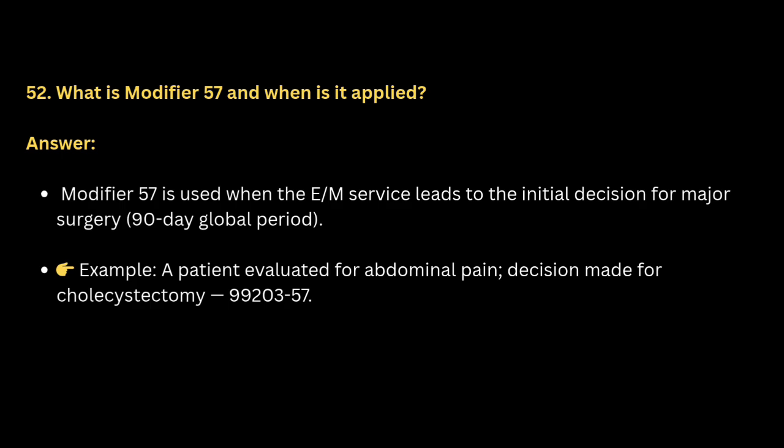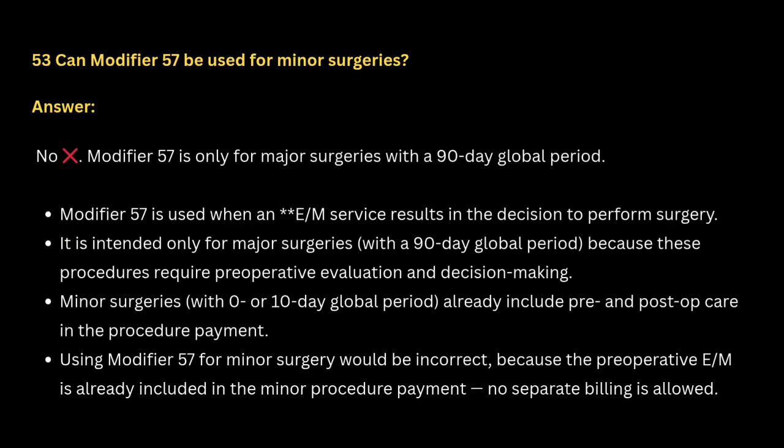Second question, what is modifier 57 and when is it applied? Modifier 57 is used when the E&M service leads to the initial decision for major surgery, that is a 90 days global period. For example, a patient evaluated for abdominal pain, decision made for cholecystectomy. So here we will be adding that evaluation and management code along with 57 modifier.